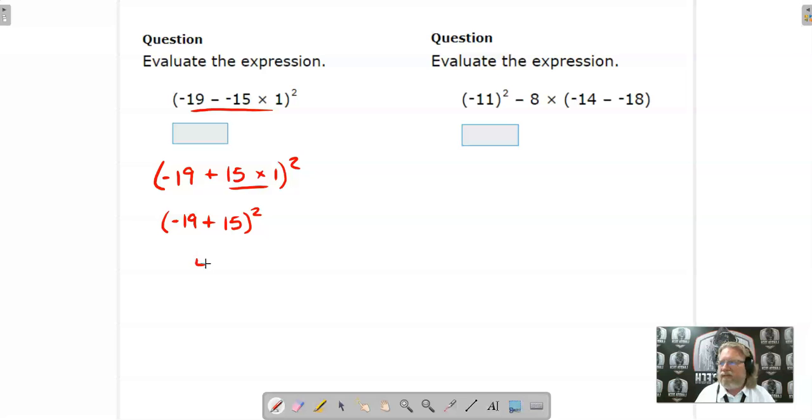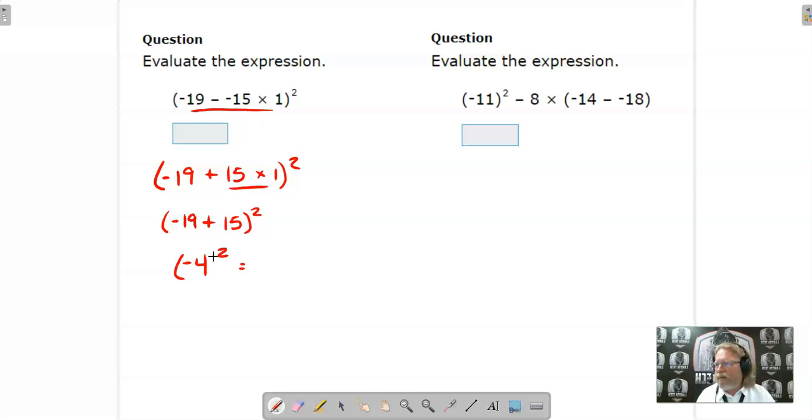19 minus 15 is 4. And the 19 has a greater absolute value than the 15, so it's negative, so my answer is going to be negative. And now I have the square. I'm going to square this -4 as the result of everything that was inside the parenthesis.